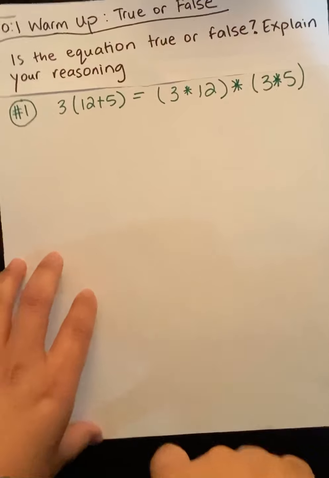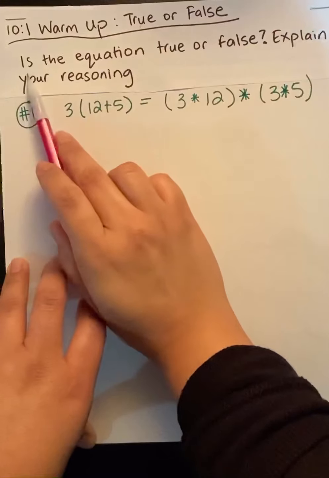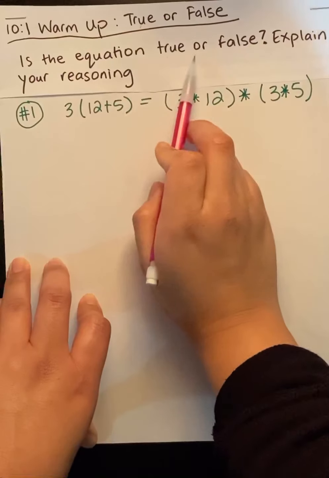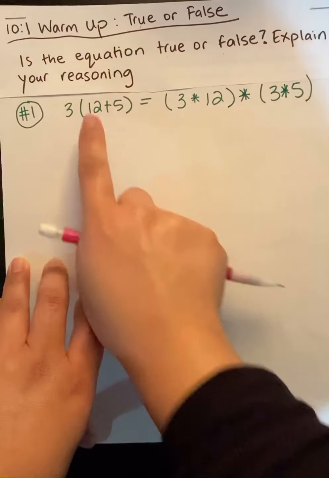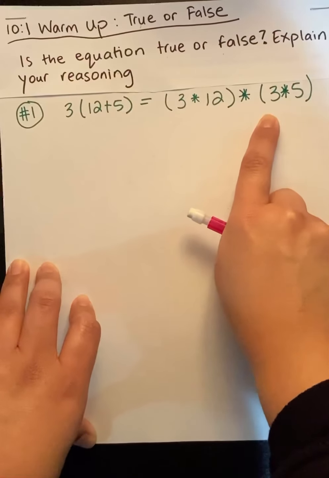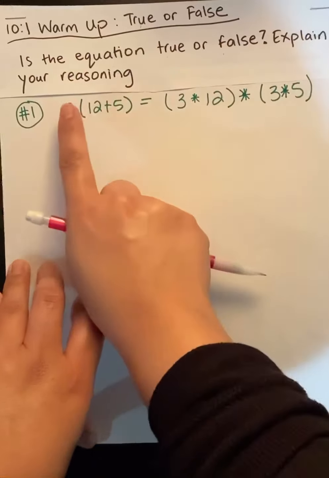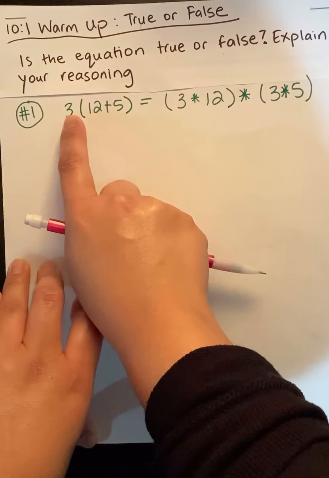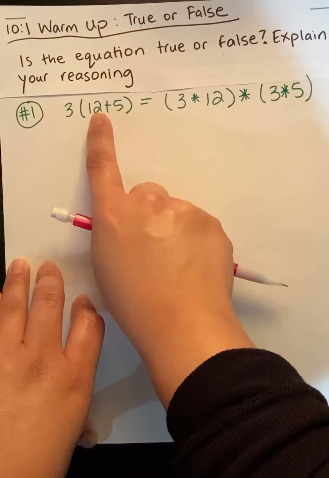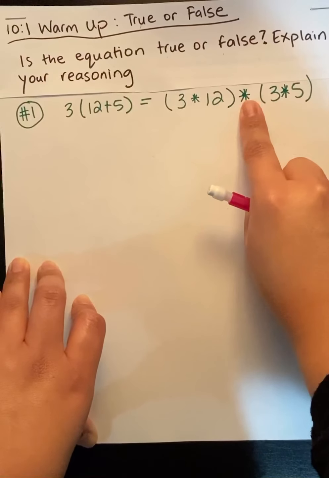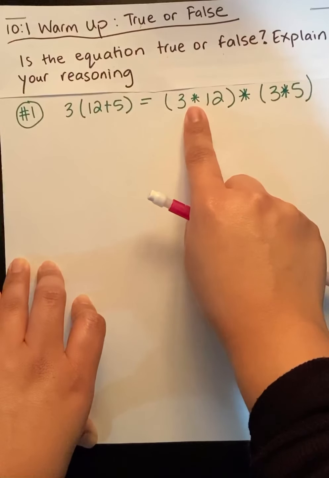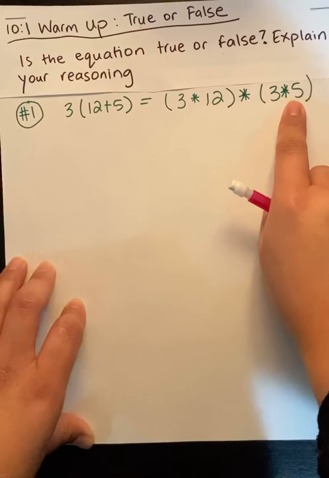Okay, so your warm-up, true or false? The question is, is the equation true or false? Explain your reasoning. So the equation that we have reads as follows: 3 times the sum of 12 and 5 equals the product of 3 times 12 and 3 times 5.